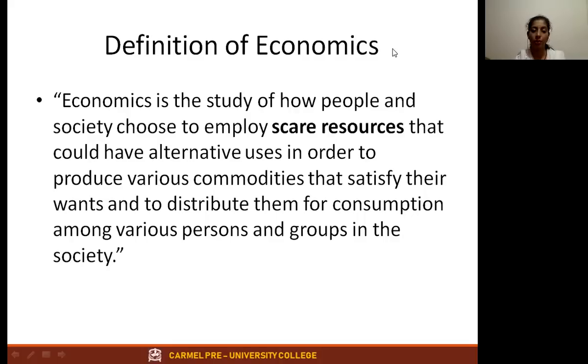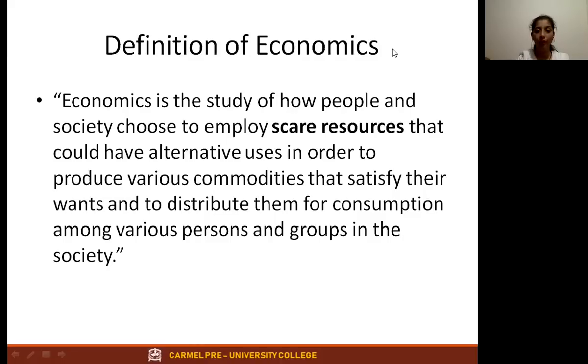Scarce resources means the resources which are not in plenty, not abundant, which are very less, that could have alternative uses. If you want to use a few resources, they have to be used to produce a particular good. Say, for example, you are supposed to produce a particular good A, which needs a raw material B. If you don't have B, you have an alternative: you can use raw material C. That is what it is saying.